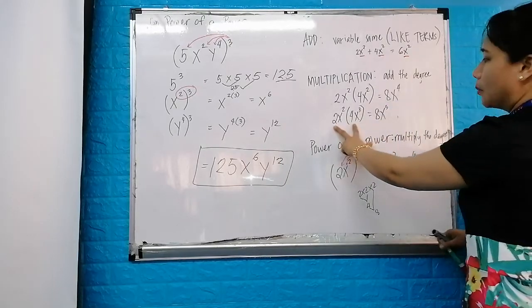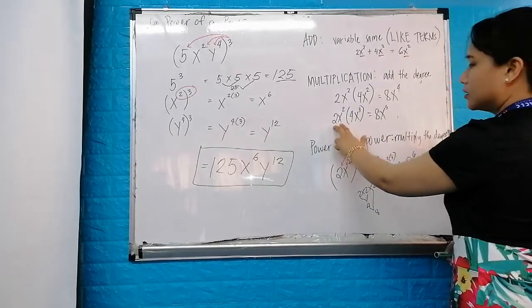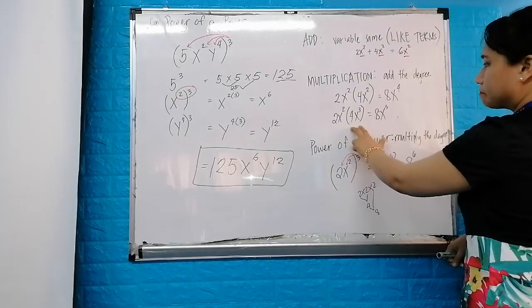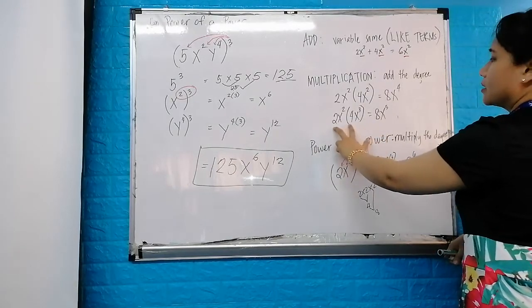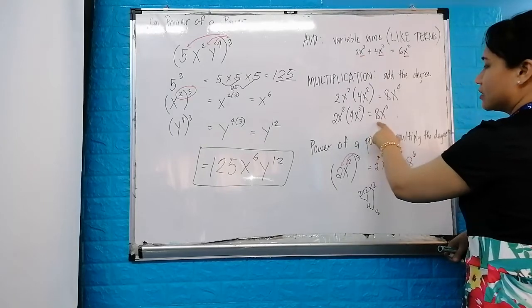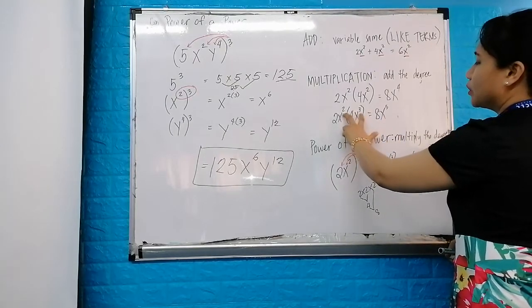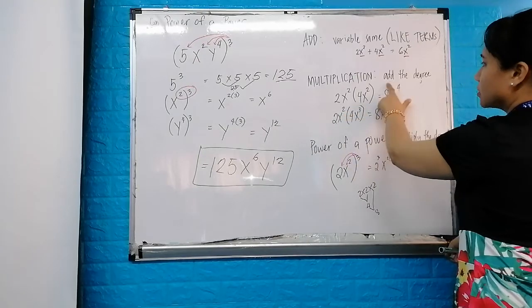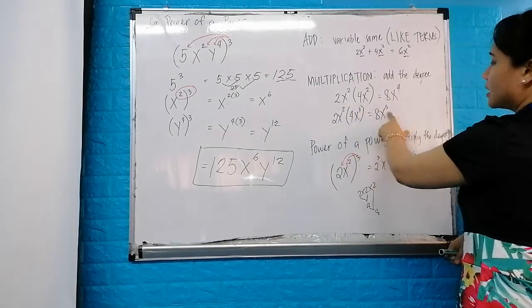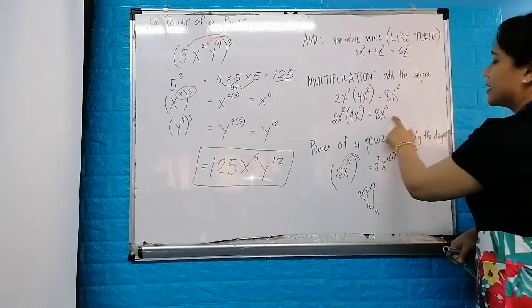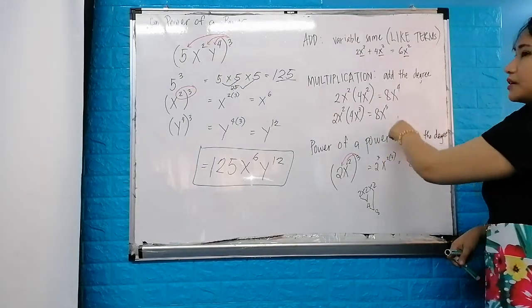While on the second example, you have 2x squared. You multiply it by 4x cubed. So 2 times 4 is 8. That's why you've got 8 here. And then what happened to your degree? 2 plus, because you need to add, 3 is 5. Okay, this is the correct answer: 8x to the 5th power.